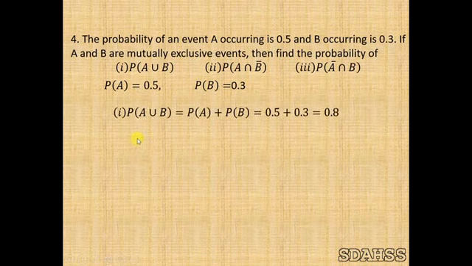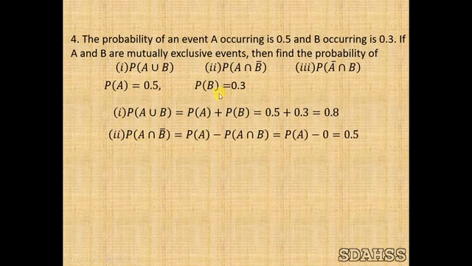We know that P of A union B is equal to P of A plus P of B minus P of A intersection B. Here A and B are mutually exclusive events. So P of A intersection B is 0. So you have P of A plus P of B. Substitute the values. So you have 0.5 plus 0.3, which is 0.8.